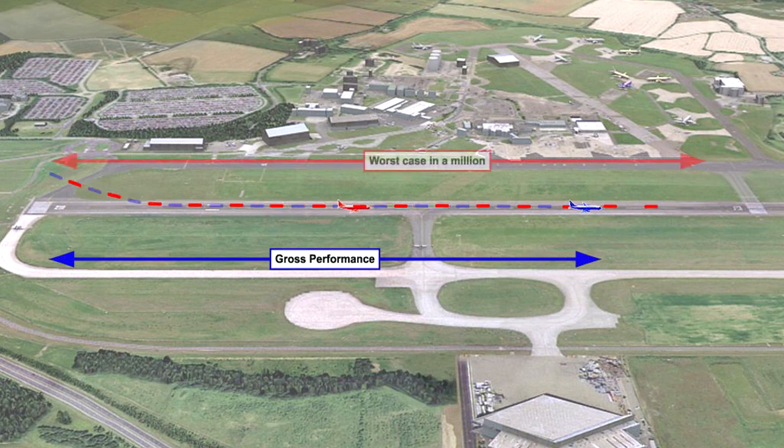Well, we mentioned earlier on in the lesson that the authorities aim to set a level of safety to take into account the worst case in every million. This level of safety is, in fact, the level taken as the safety standard for normal airline operations. The performance standard which represents this level of safety is called net performance.